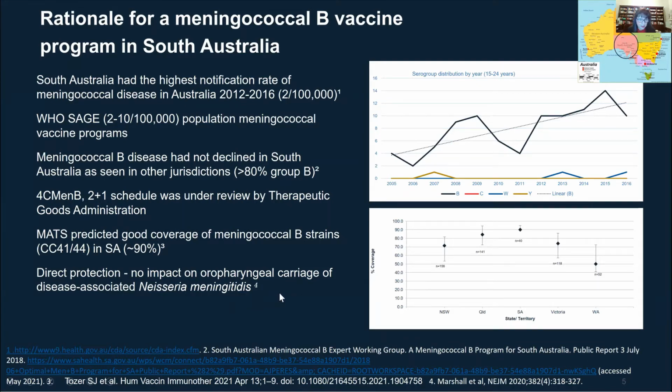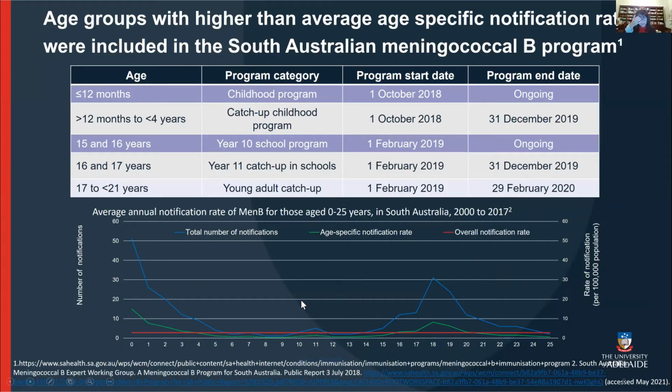We had undertaken a large study to look at whether there was a herd immune impact, or a reduction in carriage, that we would see with use of 4C-MenB. After vaccinating 35,000 students in a randomised controlled trial, where schools were randomised to vaccination or non-vaccination schools, we found no impact on oropharyngeal carriage of disease-associated Neisseria meningitidis. So that's capsular strains that cause disease, no impact. So it was really important that our program set up for direct protection.